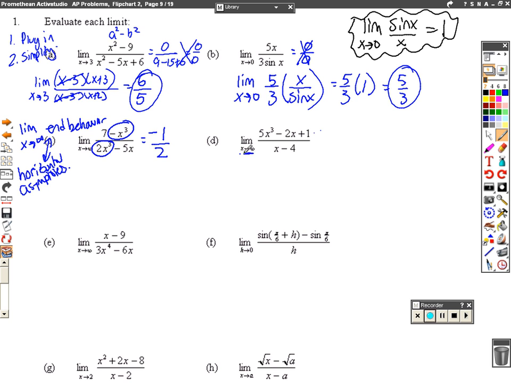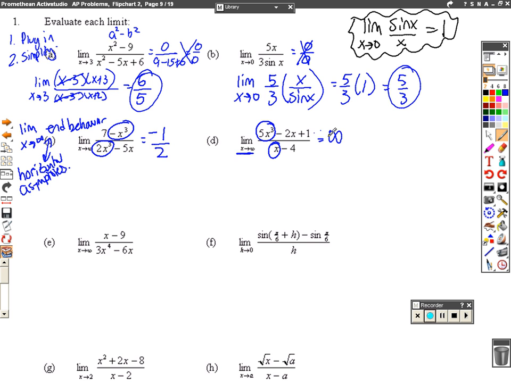Limit as x approaches infinity. We're talking end behavior. You're looking for the largest term in the numerator, largest term in the denominator. Here it exists in the numerator. Highest power is 3 in the numerator. So what would happen if we plugged in infinity in here? We'd have 5 times a positive number, infinity cubed. And so that would just equal infinity.